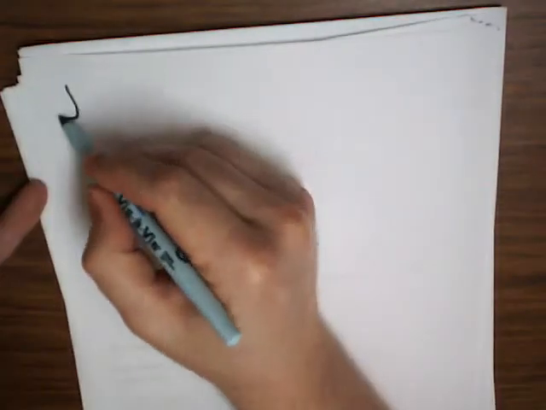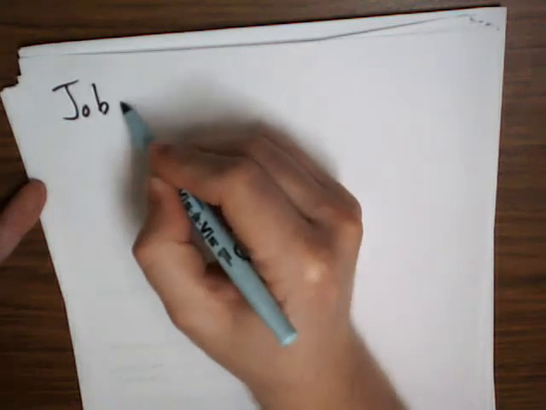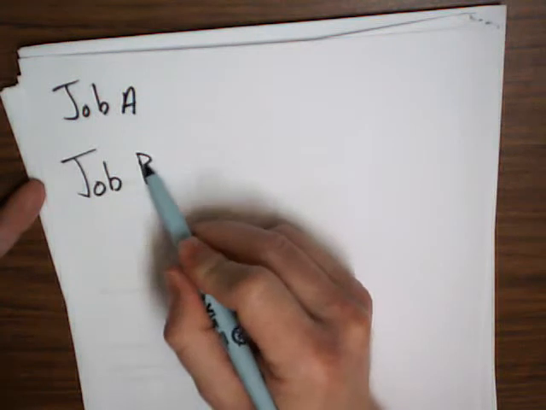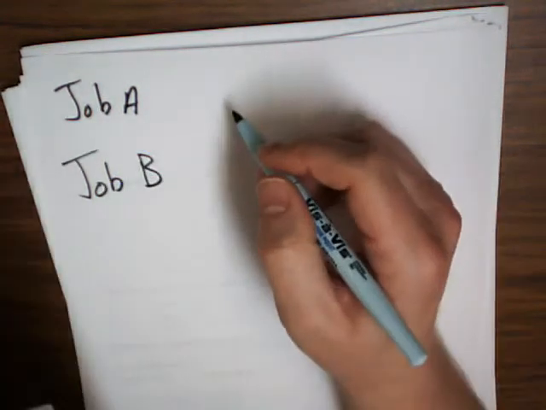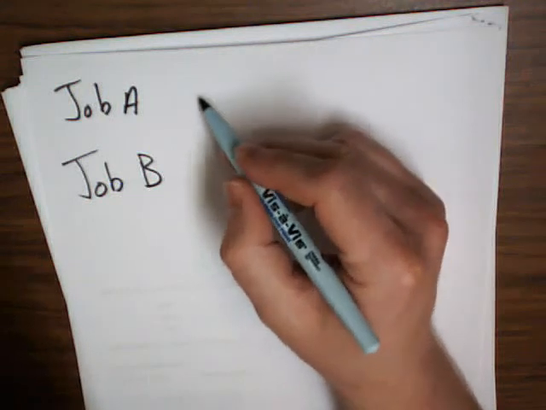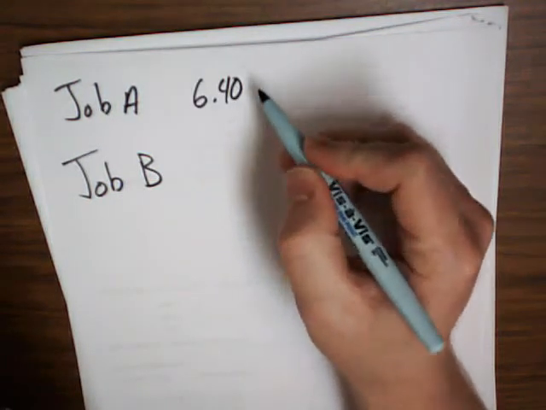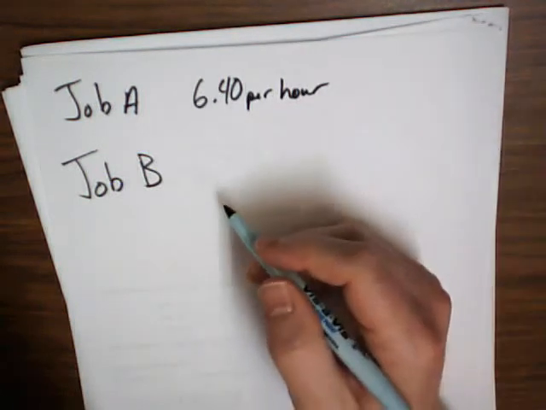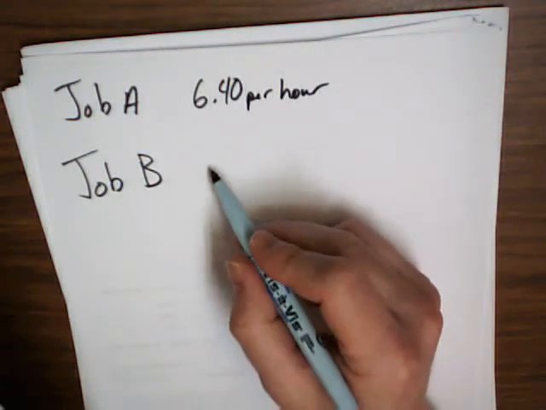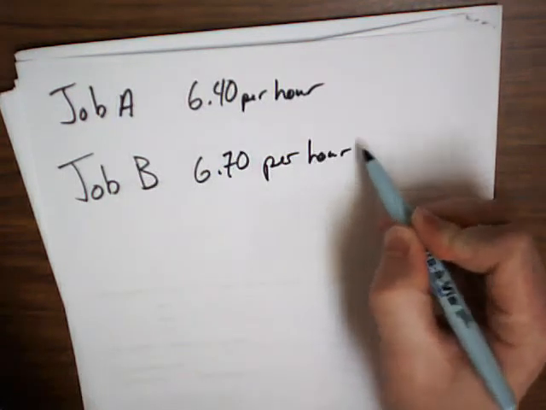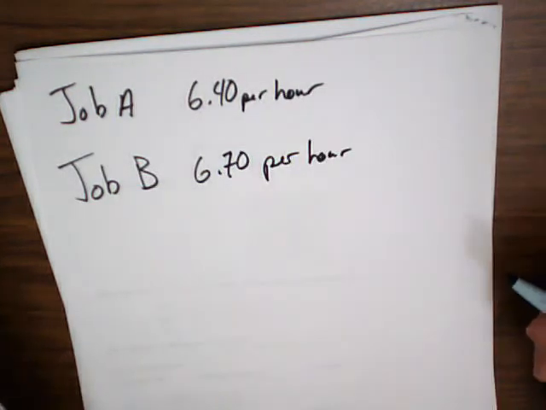So job A and job B. Now job A is $6.40 an hour. Job B pays $6.70 per hour.